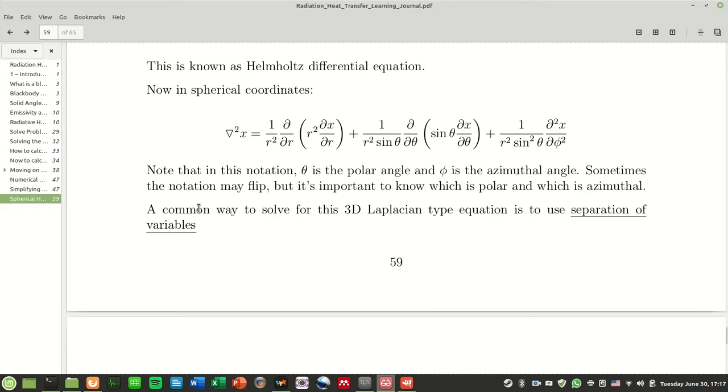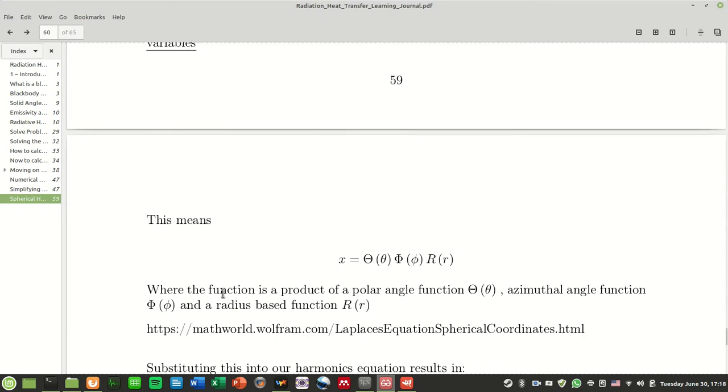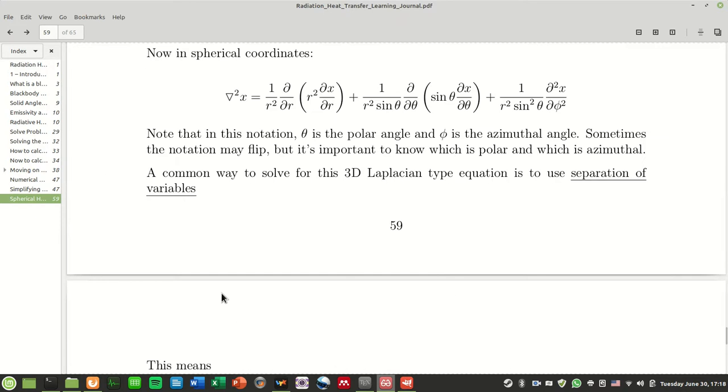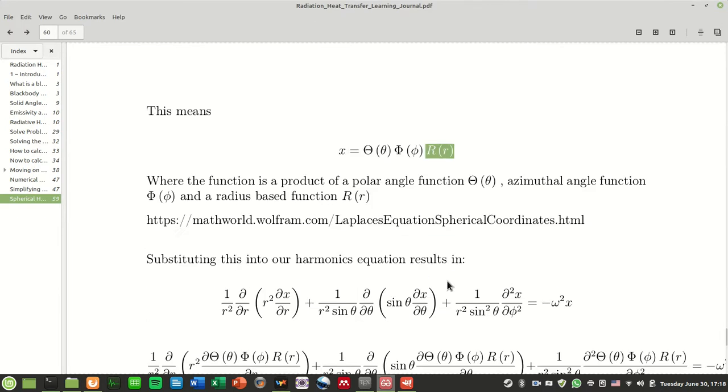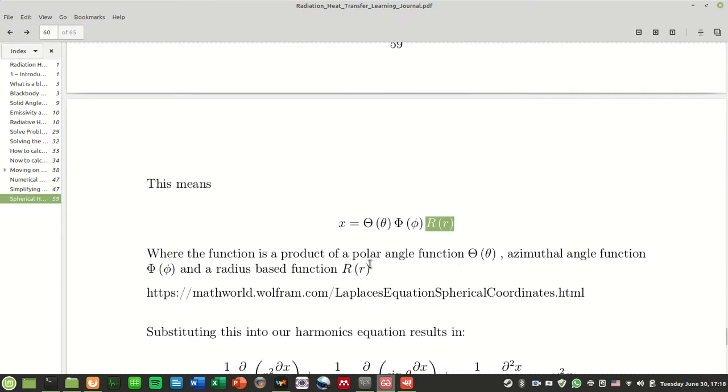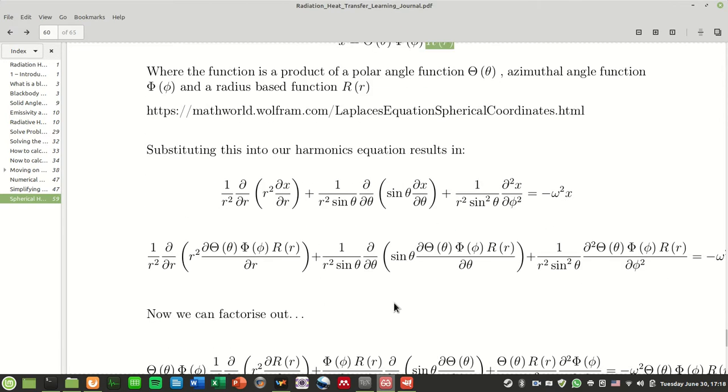Okay. So one common way to solve this 3D Laplacian type of equation is separation of variables. How do we do separation of variables? Basically, we have x, which is a function of theta, phi, and of course the radius r. So we separate these out into a function of theta, which is the polar angle, a function of phi, which is the azimuthal angle, and a function of r, which is based on the radius. Again, you can look at Wolfram to elaborate a bit more.